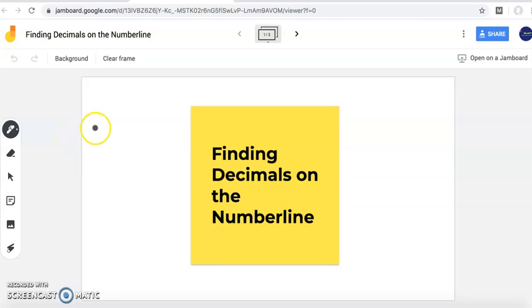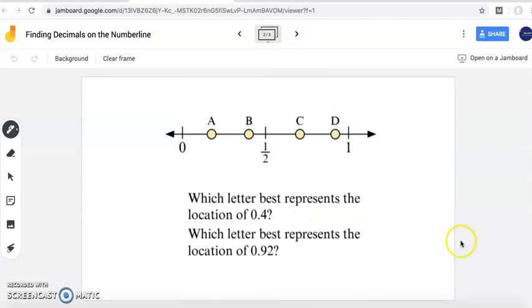Hello, today we're going to work on finding decimals on the number line. In these first two problems, we're going to use this number line to help us answer the questions. The first thing I want you to look at is what is given to us. They gave us 0, they gave us 1/2, and they gave us 1.